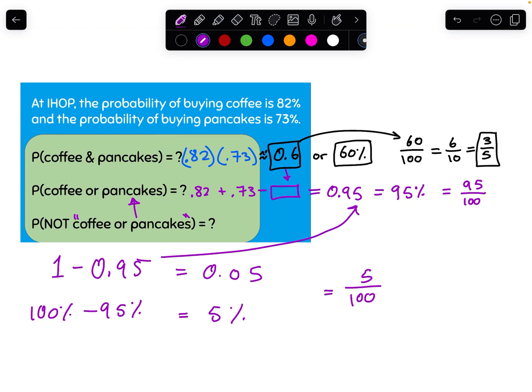So that is how you use formulas to calculate an intersection, which is an "and", a union, which is an "or", and a complement, which is "not".